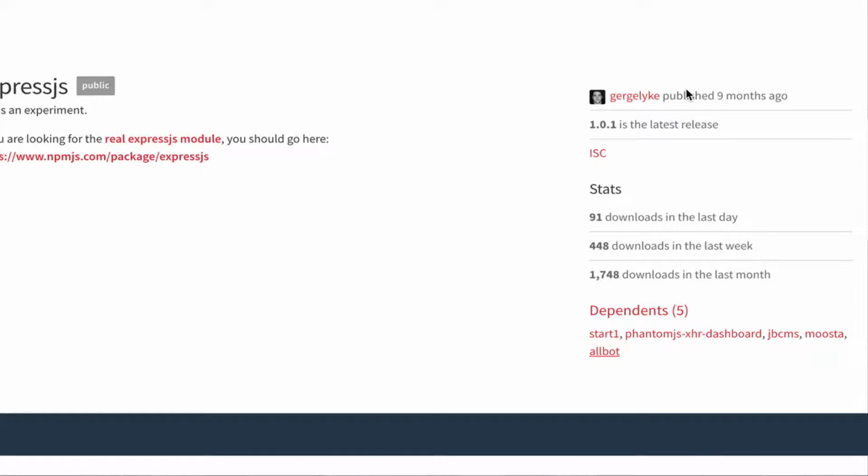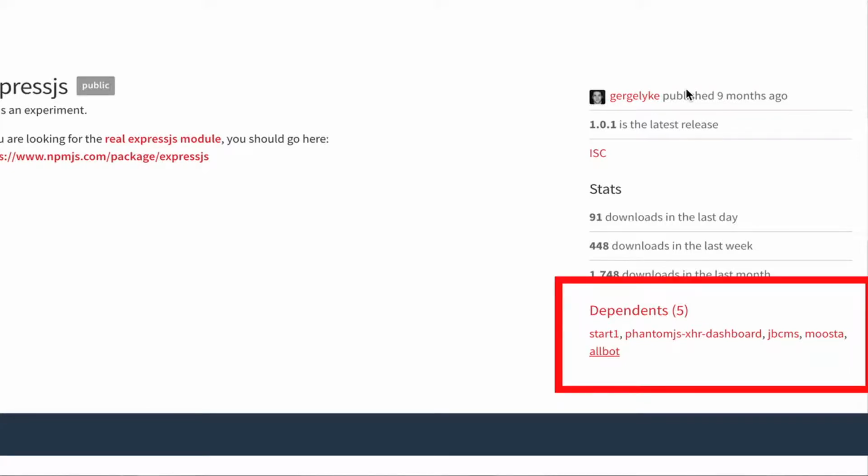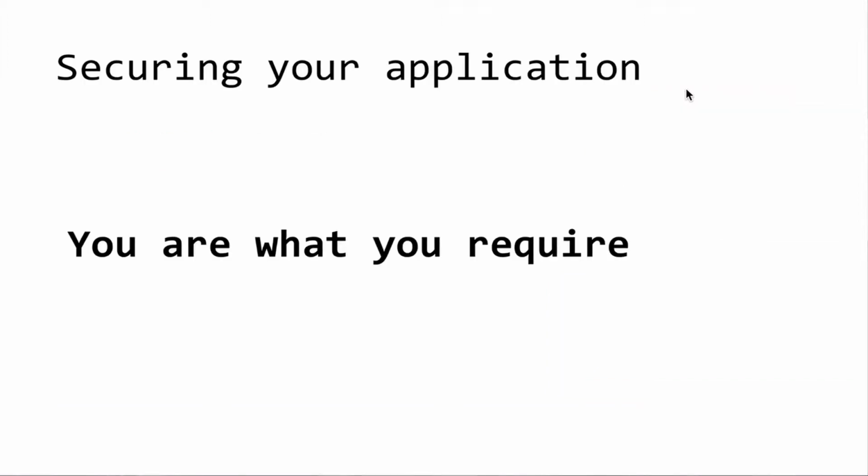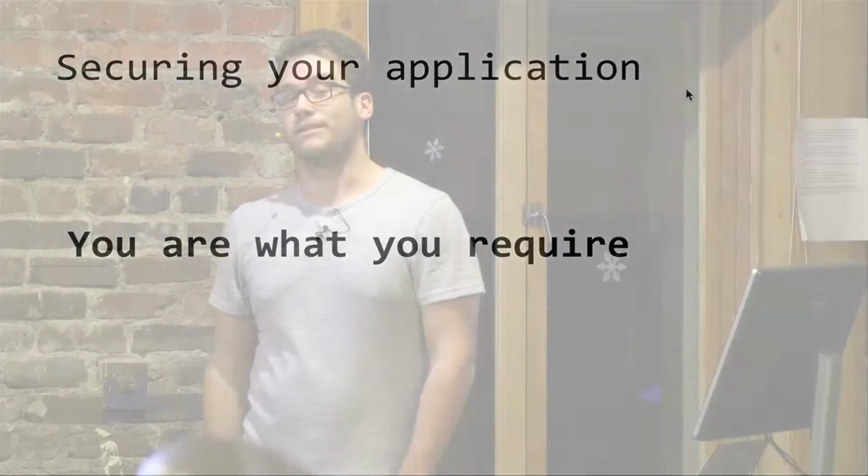But what's even worse is that there are actually 5 modules depending on it. That's scary. So basically what I wanted to say with this is you are what you require. So you really should pay attention to what modules you are depending on.